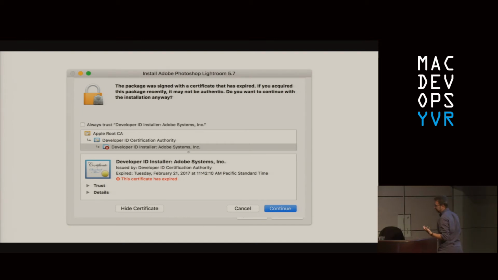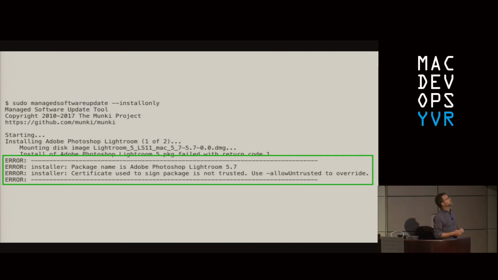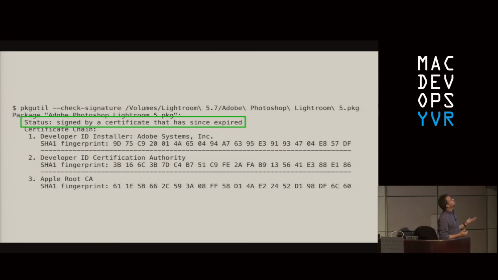So that's a pain in the butt. And you see this, you can kind of dig in a little bit. If you were running it from the command line, you see that Munki goes, by default, I'm not going to install that because I don't trust it. You can use pkgutil to kind of dig into it too, and yep, you verify it was signed by a certificate that's since expired.